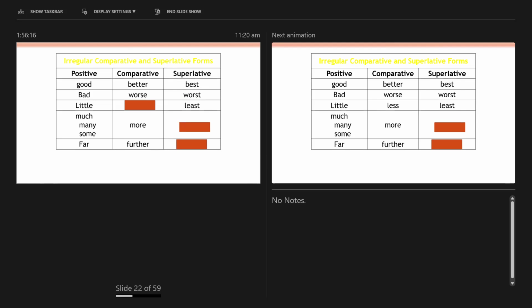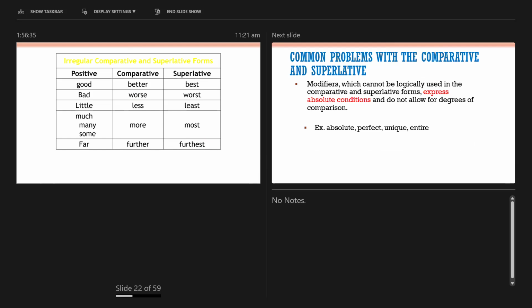Much, many, some. Ang comparative form niya ay more. At ang superlative form niya ay... tama, sabihin niyo louder. Most. Okay, yan. Far, further. Hindi pala. Further. Furthest. Furthest ang tamang sagot.